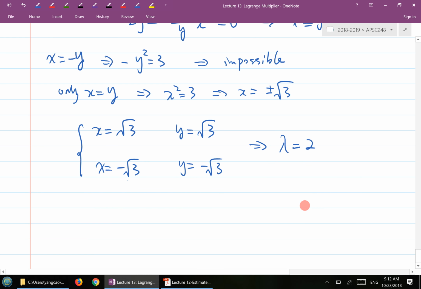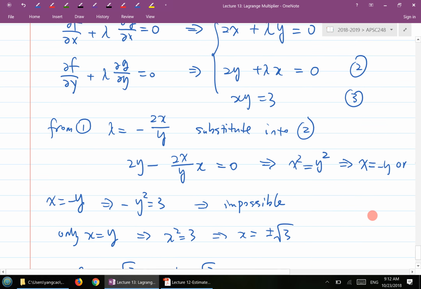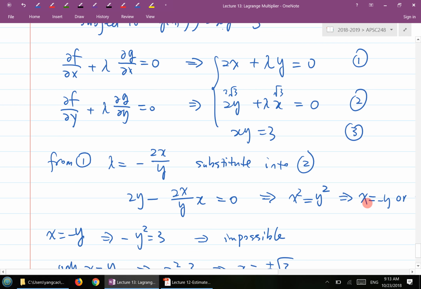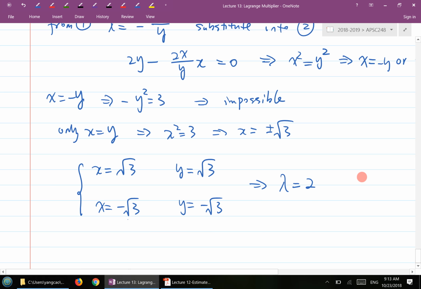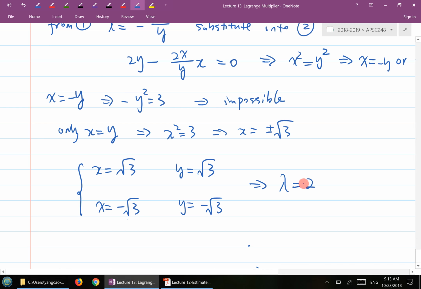So 2 locations and 1 lambda value. More often at this stage, you don't really care about the lambda value. What you really care about is x. Yes. If x equals y, would lambda be negative? Oh, negative 2? Is that right? Let's double check here. If I plug in root 3 here, root 3 here, yeah, you're right. It's negative 2. Yes, absolutely. Thank you. Negative 2.